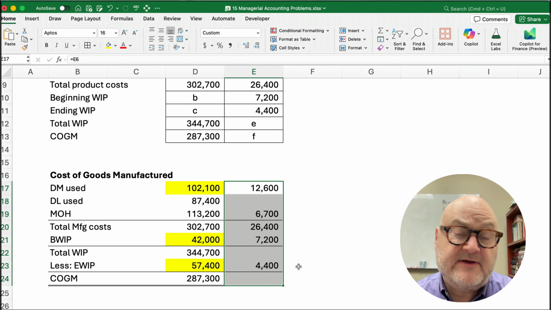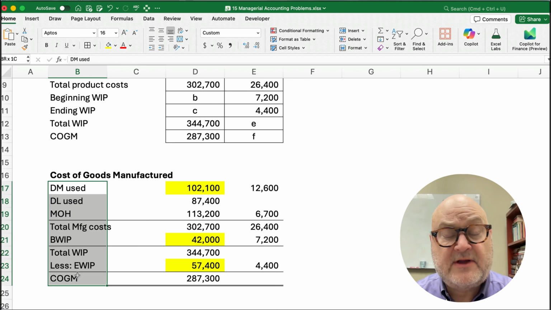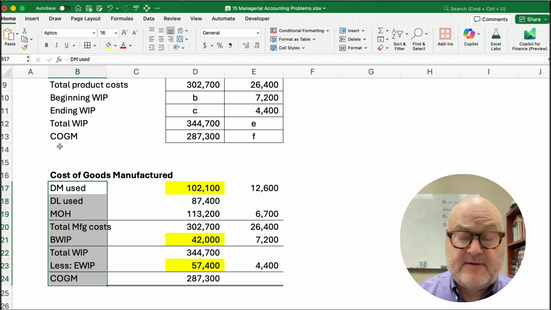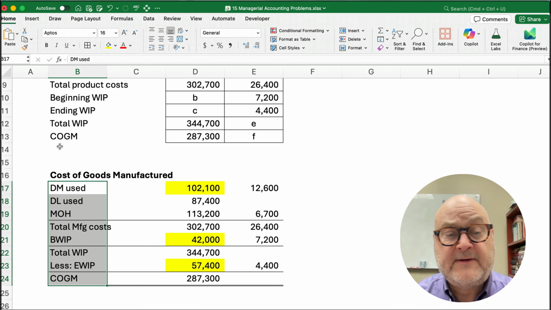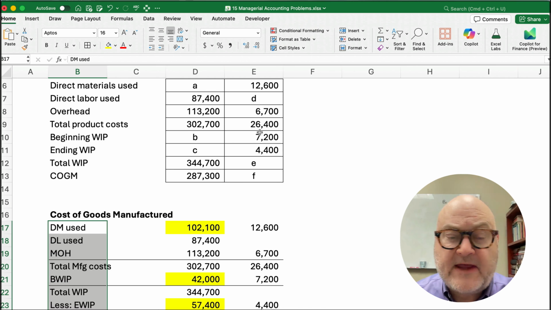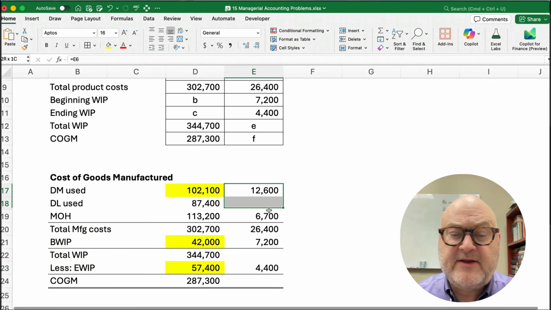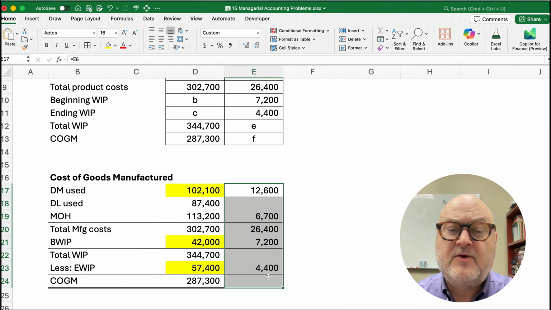Here's how you do these problems. You need to know the format. You can't do this problem unless you know this format. You need to know materials plus labor plus overhead equals total manufacturing cost, plus beginning work in process gives us total work in process, minus or less ending work in process gives us cost of goods manufactured. You just can't look at it and say, okay, what would that number be? You're going to have to plug it in the format, plug in what you know, and solve for what you don't know.